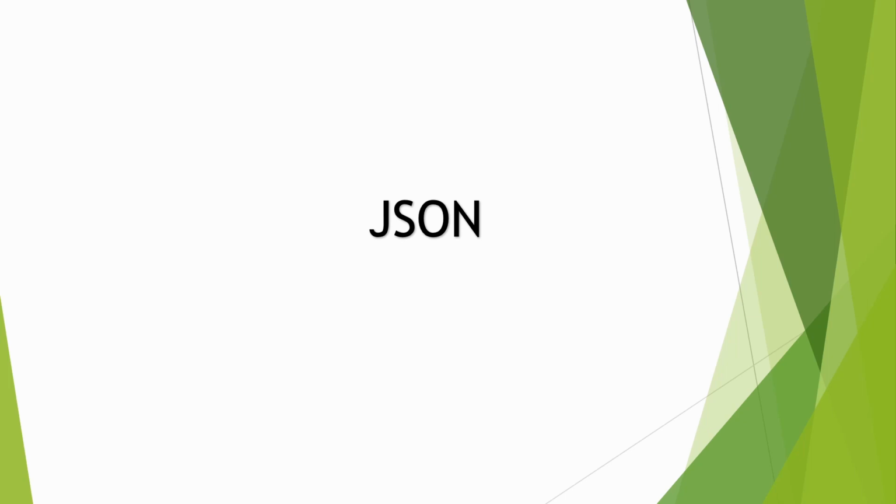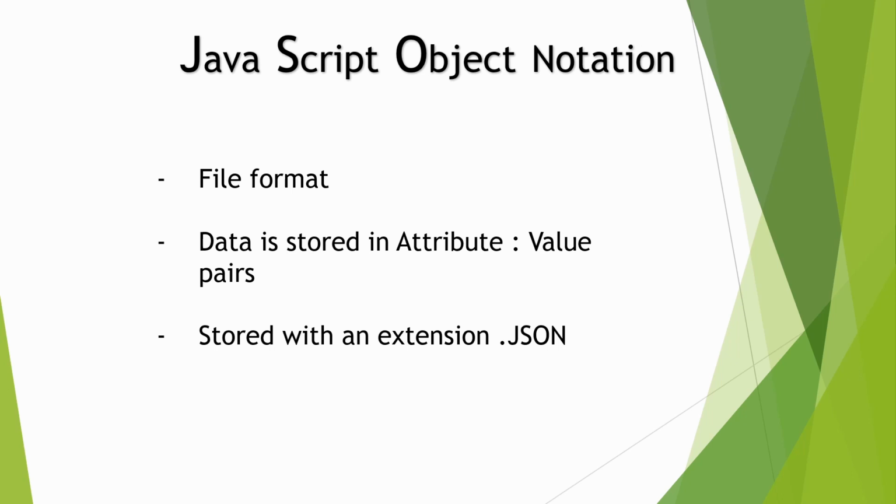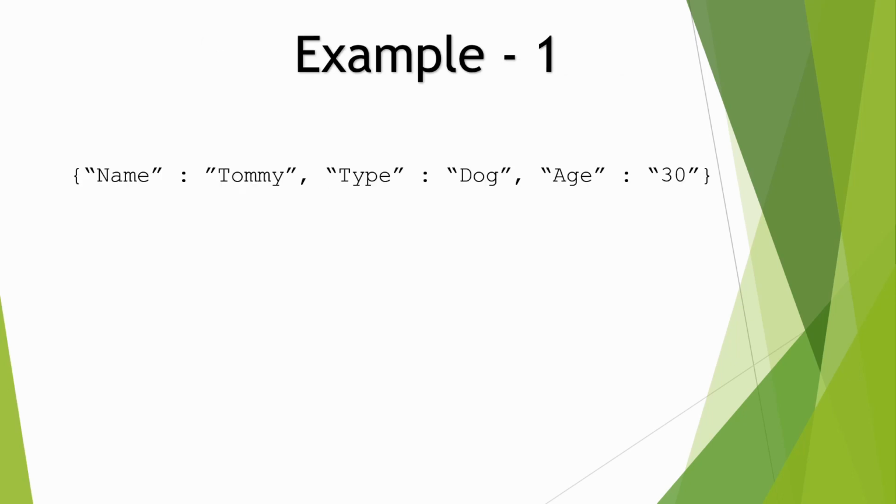So let's get started. JSON is an open standard file format and it is a subset of the JavaScript language. It is commonly used in JavaScript, but it is a language independent data format. It is very user readable and it is very easy for machines to parse and generate data using the JSON file format. So basically the data will be stored in attribute value pairs and it is stored with an extension of .json. This is one simple example where the data is in attribute value pairs.